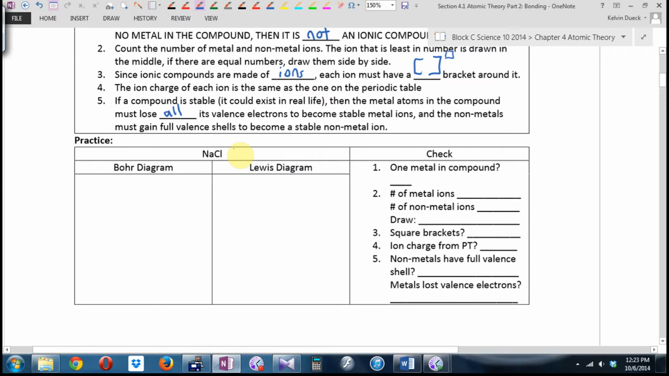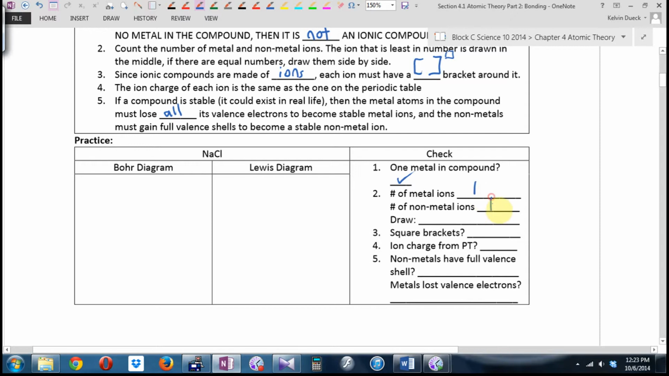So the first thing you want to ask is, is one of these a metal? Metals are on the left side of the periodic table. Find sodium. Is sodium a metal? Yes. So is this ionic? Yep. Put a check mark there. How many metal atoms are there? How many sodiums are there in the formula? It's meant to be really obvious for this first one. You're right, one. How many non-metal, how many chlorides are there in the formula also?